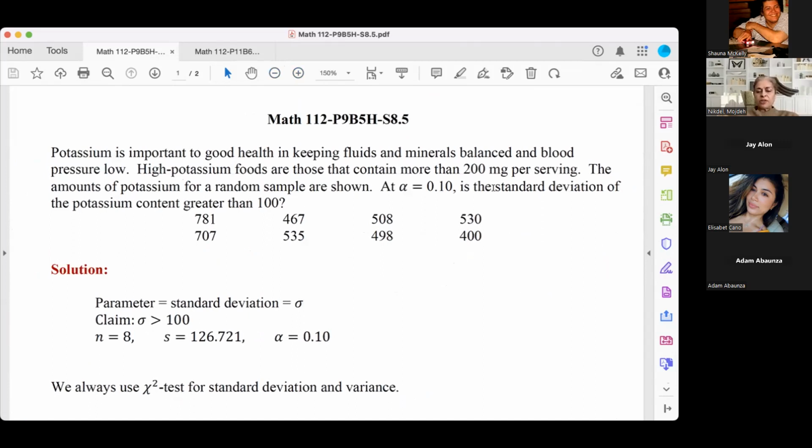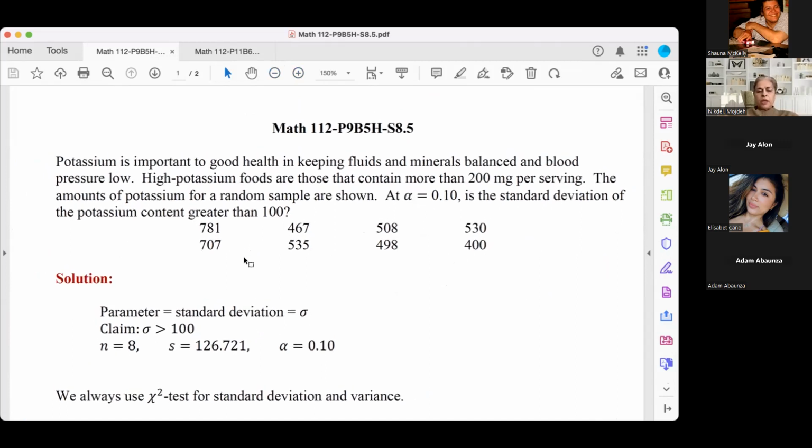First of all, your parameter is a standard deviation, sigma. Then the claim is that, at alpha equal to 0.10, the standard deviation of potassium is greater than 100, sigma larger than 100. N, I have not mentioned what N is, but I have given you raw data. Your raw data has 8 potassium levels. So N is 8.